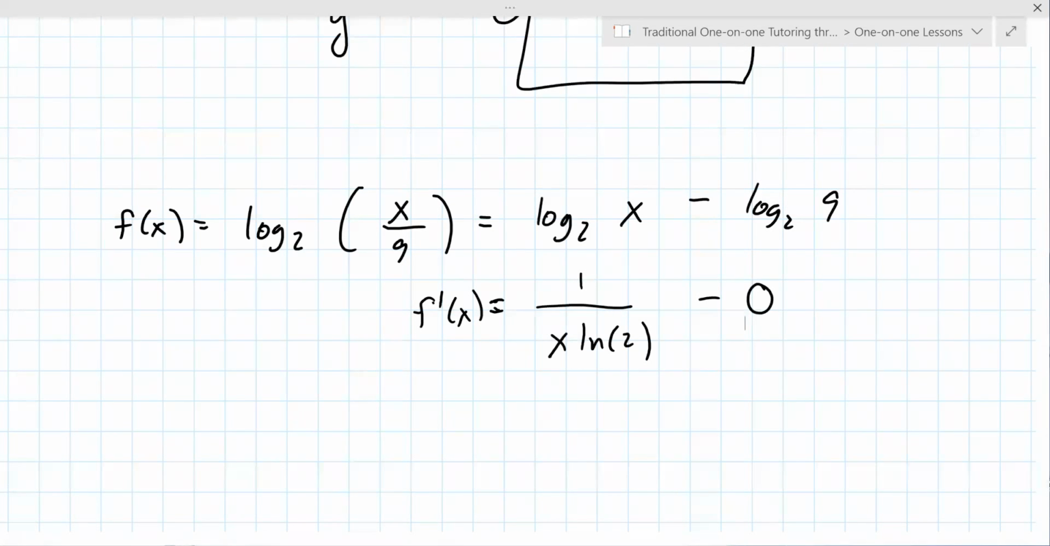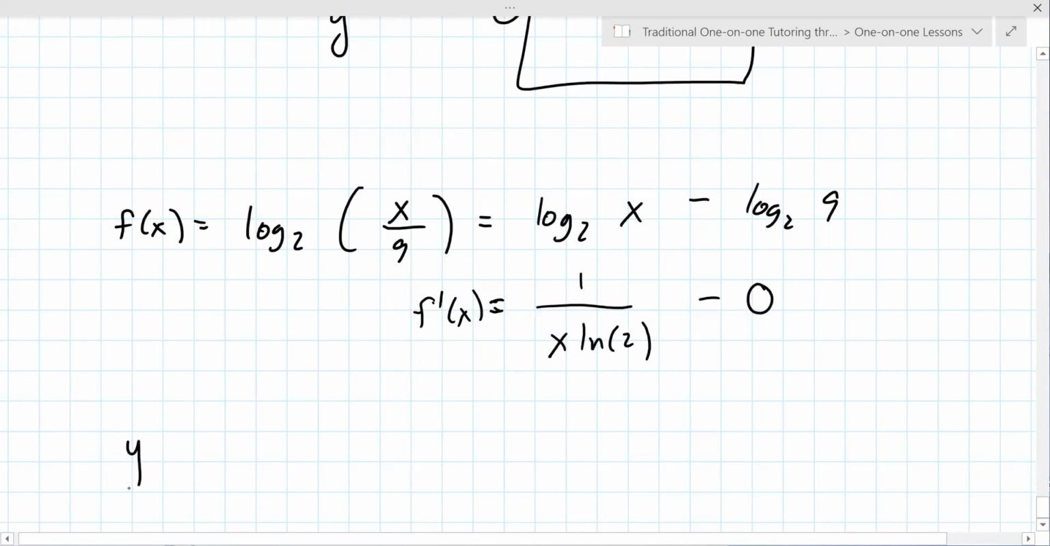So the derivative of the second one is 0. Oh, okay. So the answer is 1 over x ln of 2. Yep. Okay.